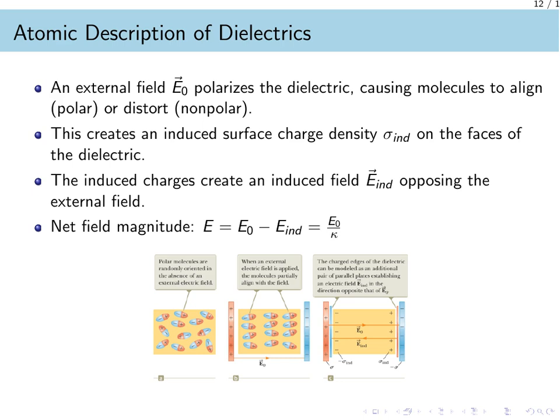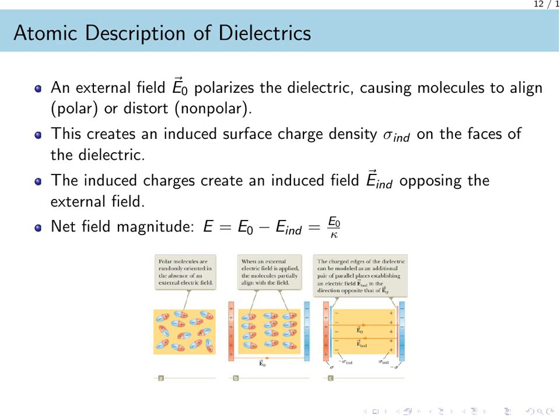Looking more closely at the atomic description of dielectrics, we see that an external electric field polarizes the material. This overall polarization occurs by partially aligning polar molecules or by distorting the charge clouds of nonpolar ones. This physical process creates an induced surface charge density on the outer faces of the dielectric slab.